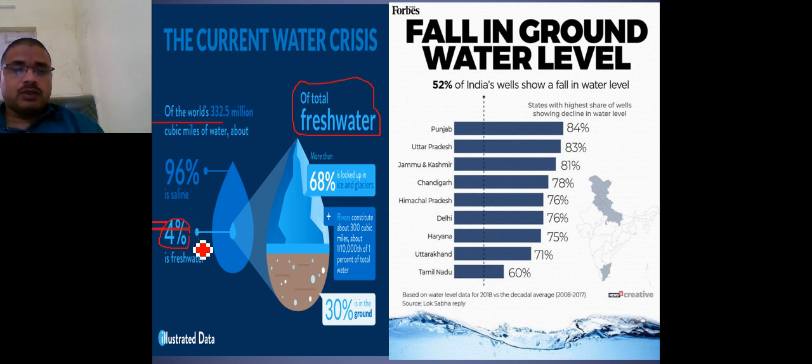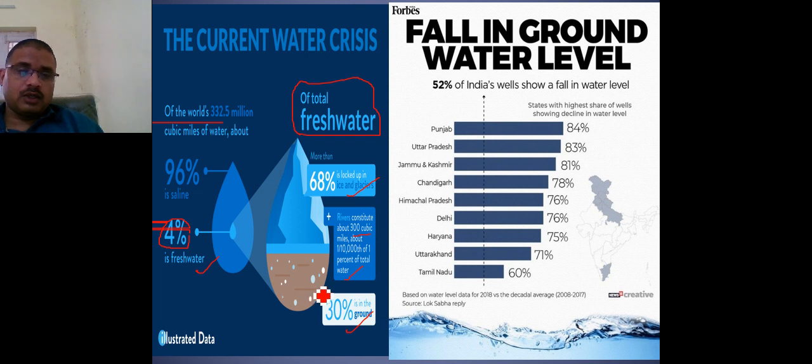Here 68% is locked up in ice and glaciers that cannot be directly used, and rivers constitute about 300 cubic miles, about 1/1,000th of 1% of the total water. That means only 300 cubic miles of water in the rivers can be usable. Now 30% is the groundwater.